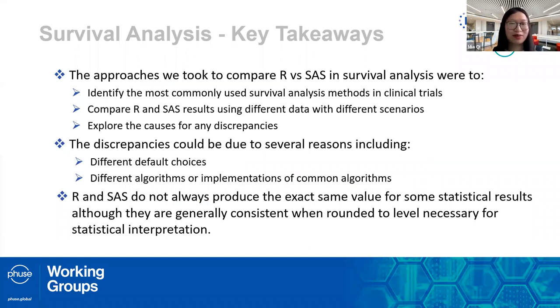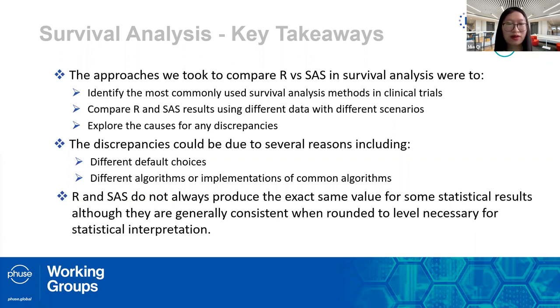So after identifying the survival models we want to compare, we then try several data sets with different scenarios. The results may not match between SAS and R. It may be attributed to different implementation of algorithms, or it may be due to data. So if we observe discrepancies, we also try to explore the reasons for these discrepancies. For most of the time, actually, R and SAS give identical results. If they are not identical, we found that there could be two reasons. The first reason is due to different default choices. The second reason could be different algorithms or implementations of common algorithms.